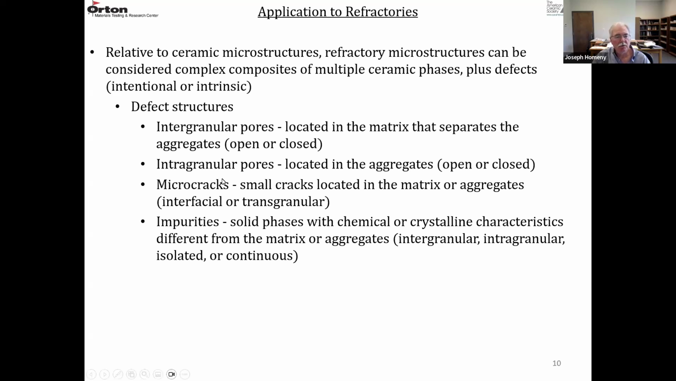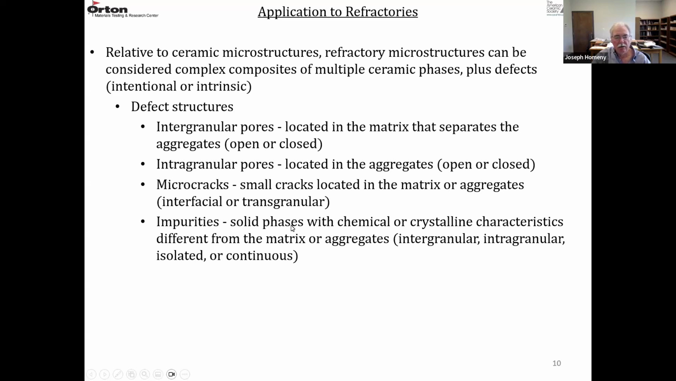The defect structures, you have intergranular pores. These are located in the matrix that separates the aggregates. So the bonding matrix has pores that are either open or closed. You have intragranular pores. These are located in the aggregates. Again, these can be open or closed. You have microcracks. Microcracks can be located in the matrix, the aggregates, or at the bond between the matrix and the aggregates. So interfacial or transgranular microcracks.